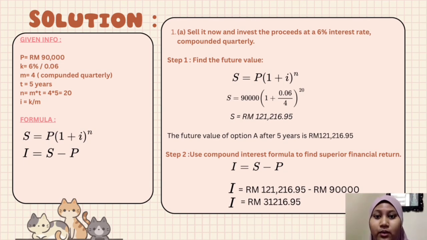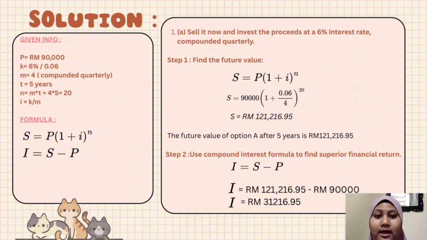Next is n. How do we find n? We just need to multiply the time and the compounding frequency, which is 4 multiplied by 5. So our n is 20. And as I said before, for finding i, we just need to take our rate divided by the compounding frequency. So now our i is 0.06 divided by 4. After we get all of this information, we just need to put it in our formula.